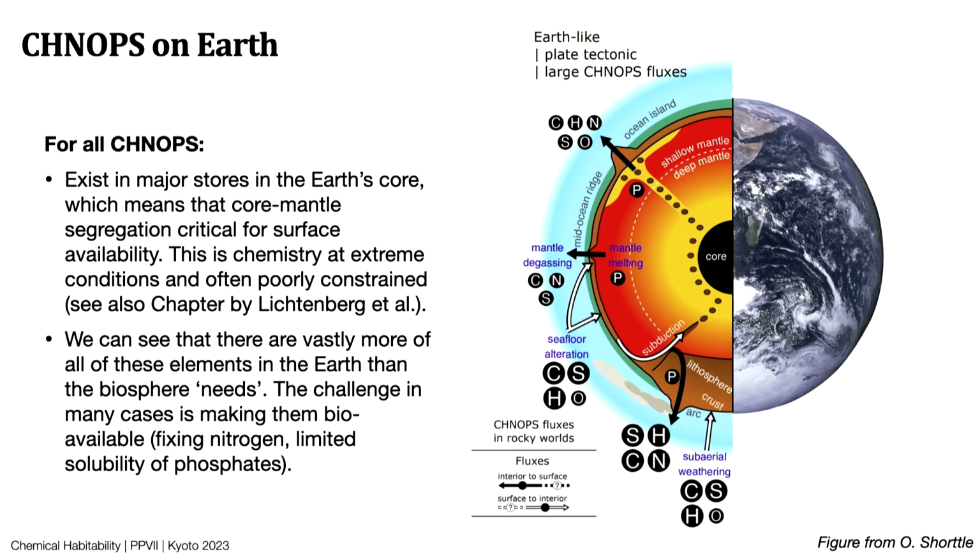Again, all the SHNOPS elements exist in major stores in the core of Earth, pointing towards core-mantle segregation as really a key process that influences the surface bioavailability of these elements. So there are plenty of SHNOPS in the core overall to support our biosphere, but making them available is important and key.